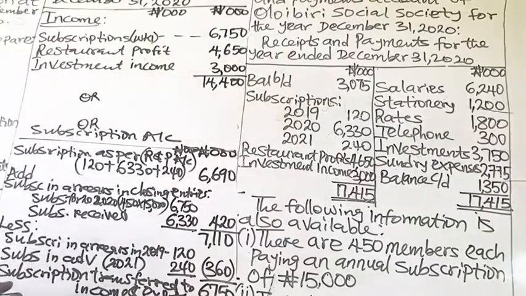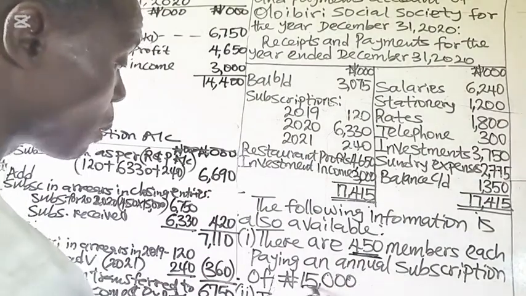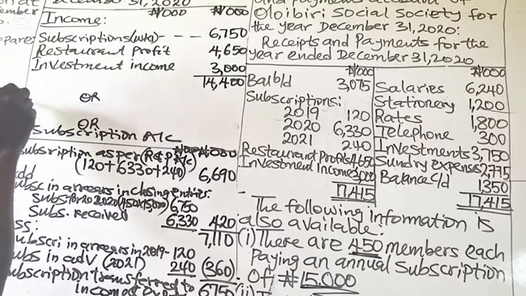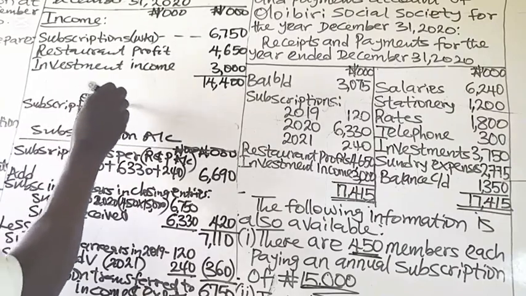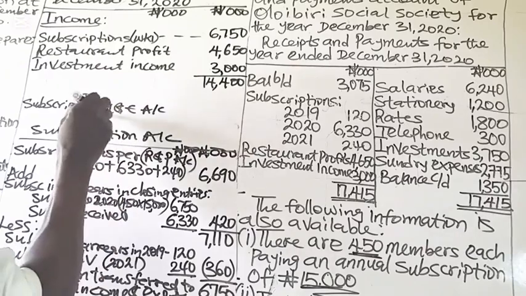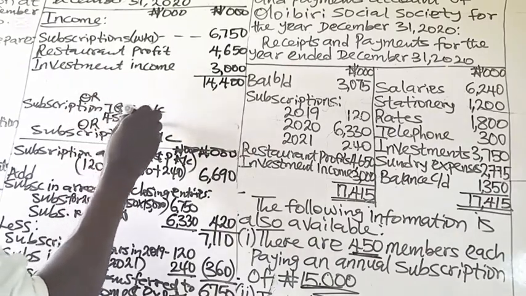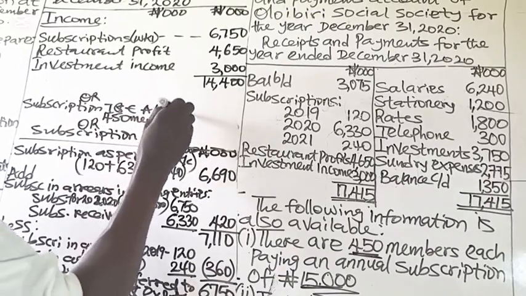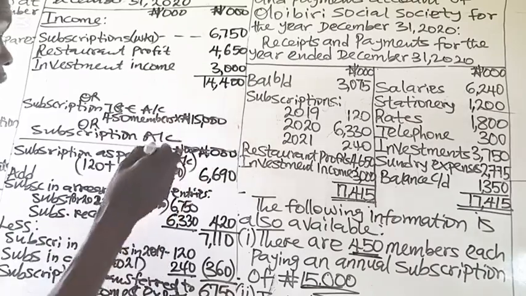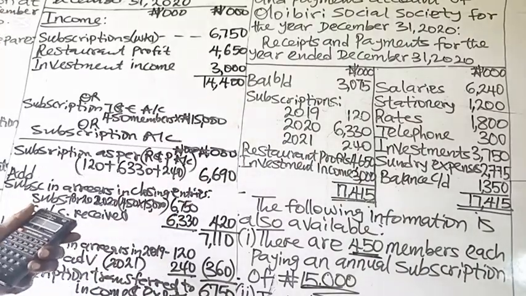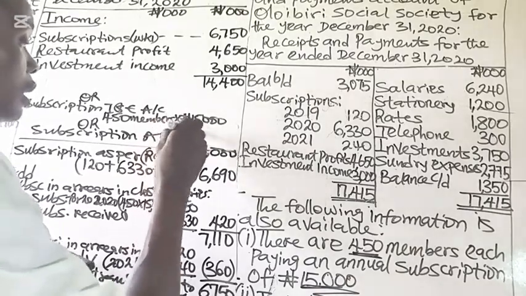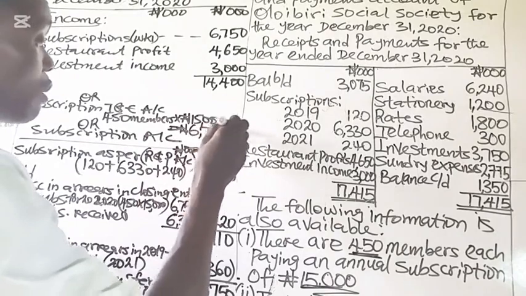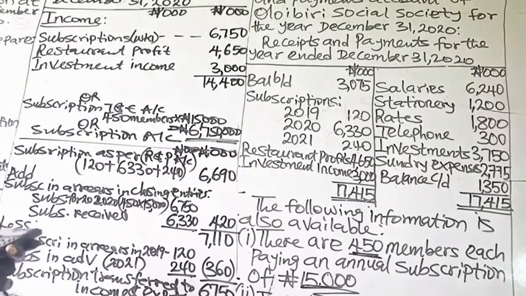Alternatively, since you have 450 members and each member is to pay a subscription of 15,000 per annum, the subscription that will appear in the income and expenditure account will be 450 members times 15,000 naira, the amount each member used to pay. That is 6,750,000. So that will equally give you the amount that will appear in the income and expenditure account as subscription.